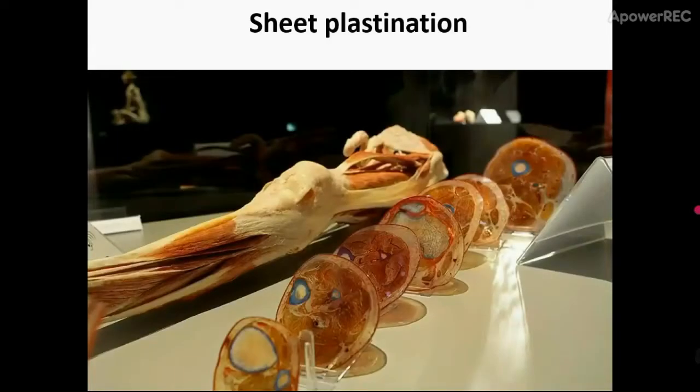Another type of plastination is sheet plastination, where the sheet plastinates are 1 to 5 mm thick plastinated body slices from a human cadaver. These are the sheet plastinates of different slices of thigh and leg.